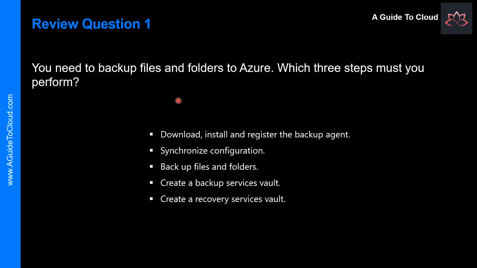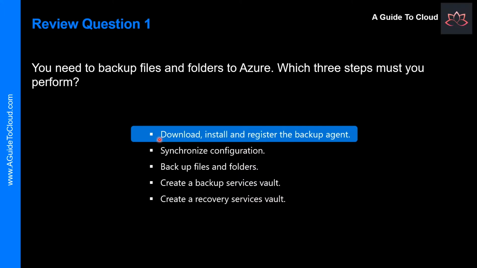So let's look at the first question. You need to back up files and folders to Azure. Which three steps must you perform? The first step is download, install and register the backup agent. We have seen a demonstration where I have downloaded the agent and then downloaded the certificate to register. So that is definitely the first step.